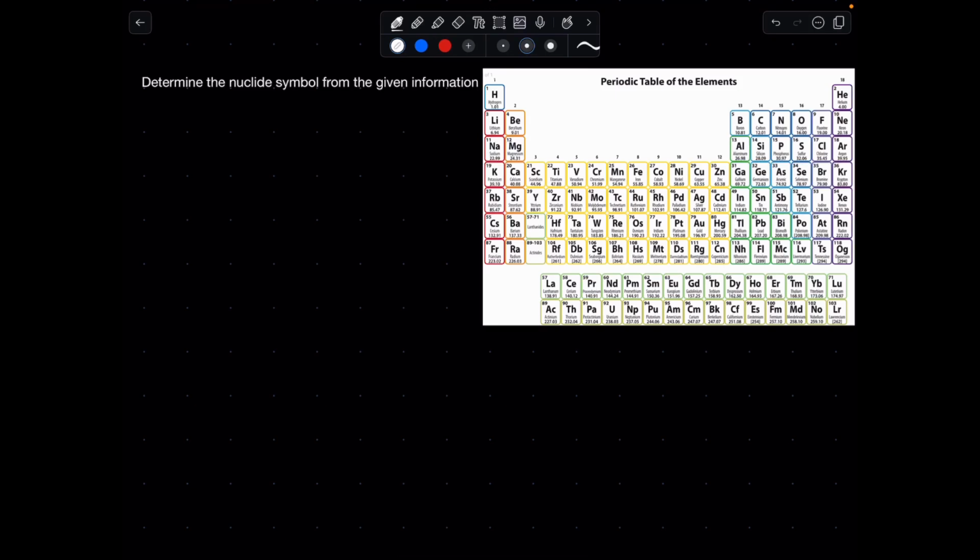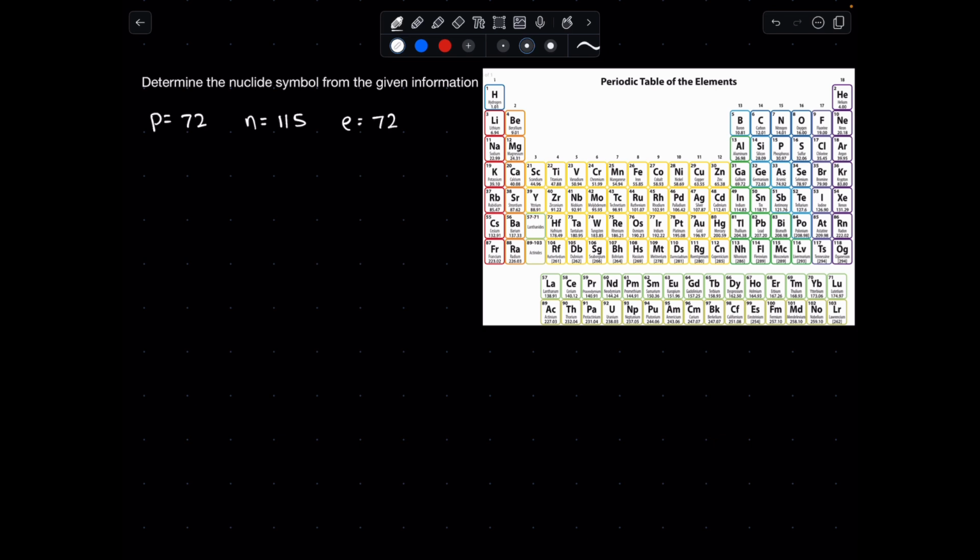In this video, we're going to determine the nuclide symbol from our given information. In this case, we're going to use our protons, neutrons, and electrons. So let's start with an example where we have some protons. Let's say that we have 72. We have neutrons, which is going to be equal to 115. And then some electrons, which will also be equal to 72.